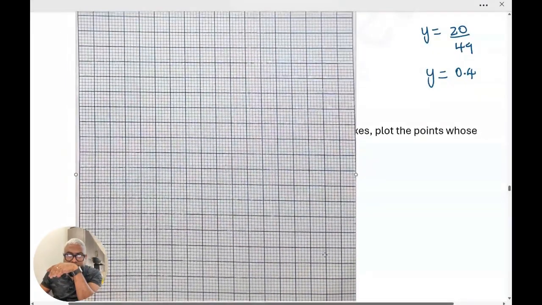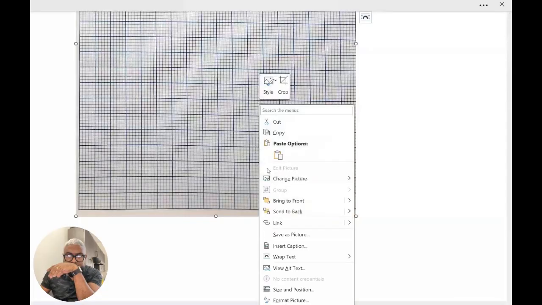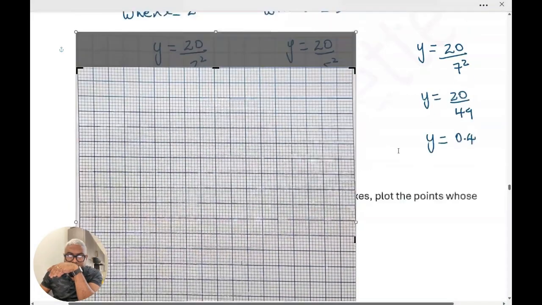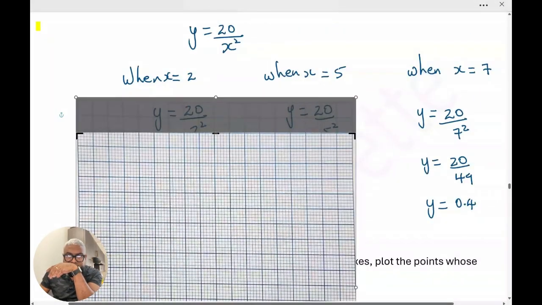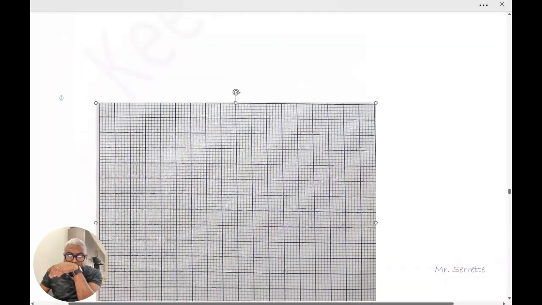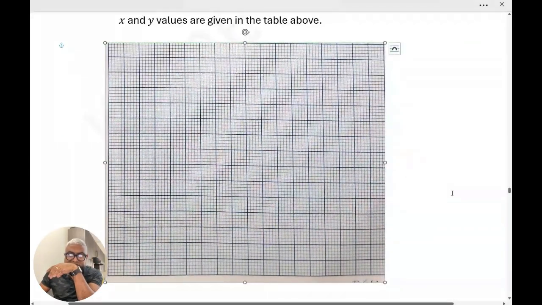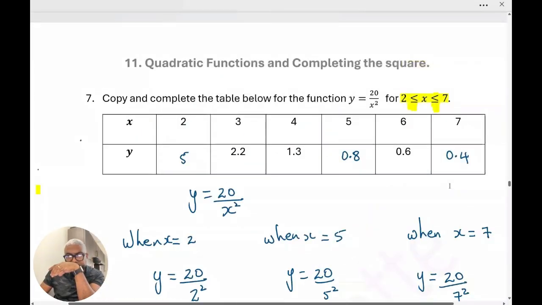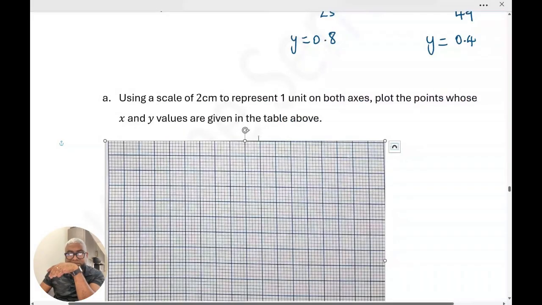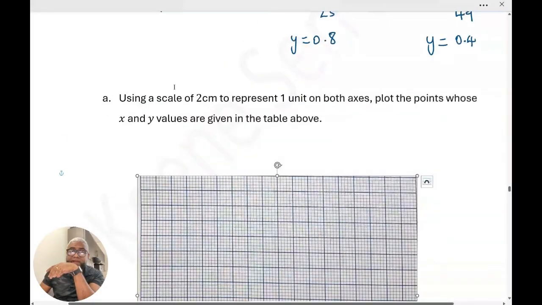I'll make this smaller. Right, I just put a piece of this. I'm not sure if it might be bigger. Let me see. Now, scale. How does scale work? Right? We have 2 centimeters to represent 1 unit on both axes, right? Meaning the x and y axis.